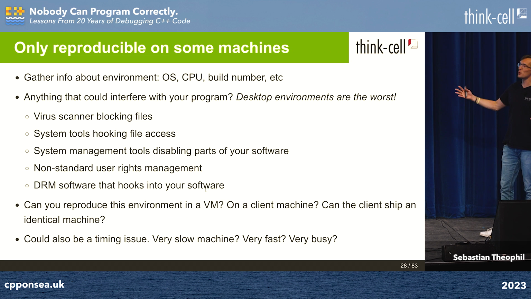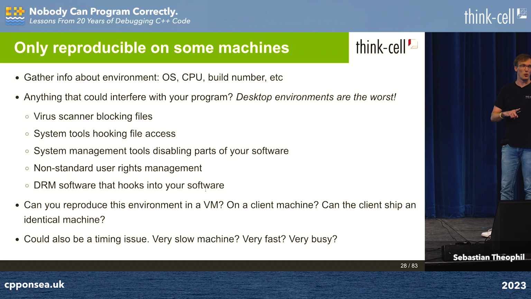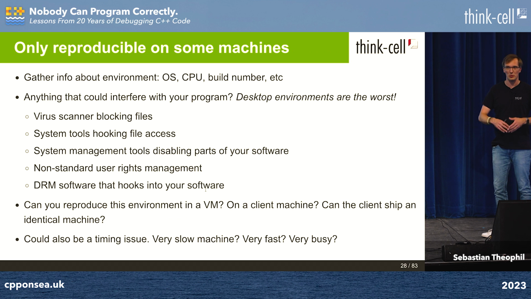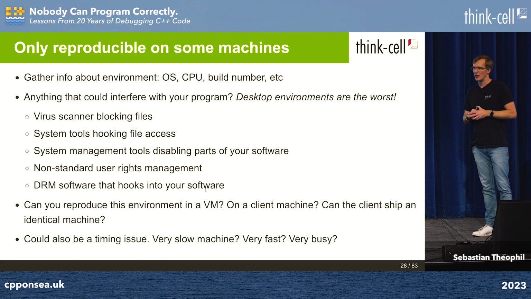Maybe you can reproduce the environment in a virtual machine once you figure out what the relevant parts are. Maybe that's very hard. You can reproduce it on a client machine instead. Or, in the worst of all worlds, you can have the client ship an identical machine to you. Maybe that's something your client images. The admin department will create identical machines, and they can just send one to you.